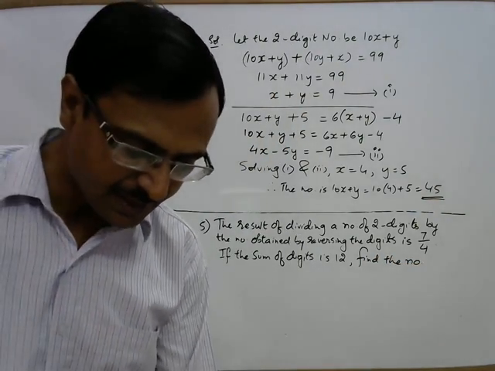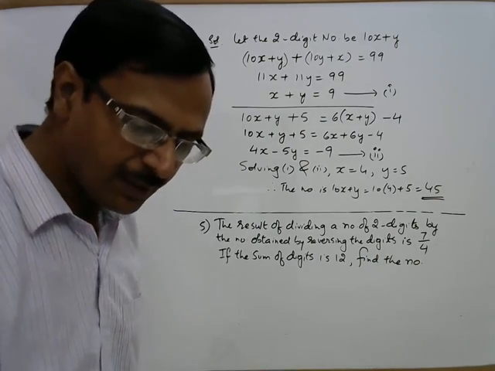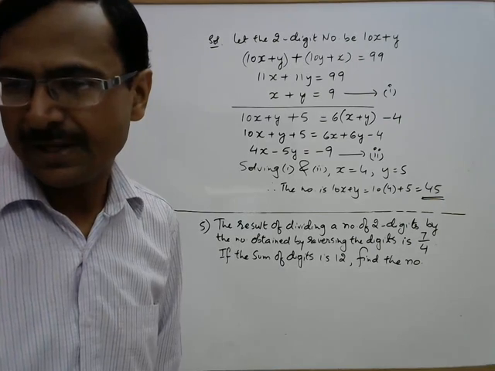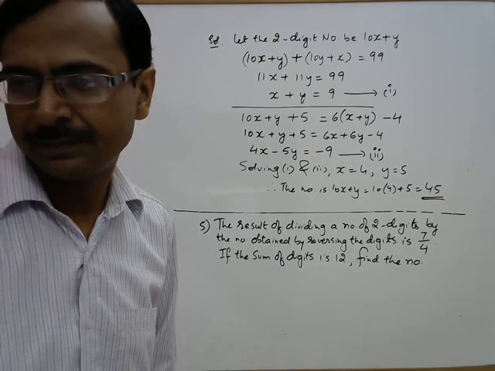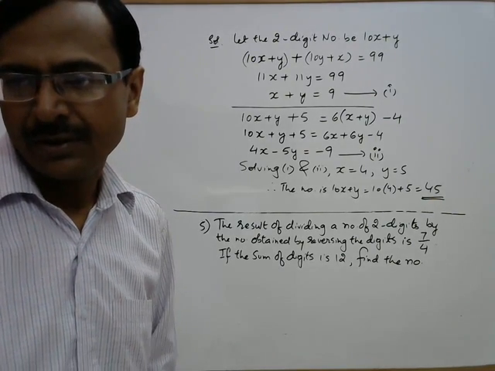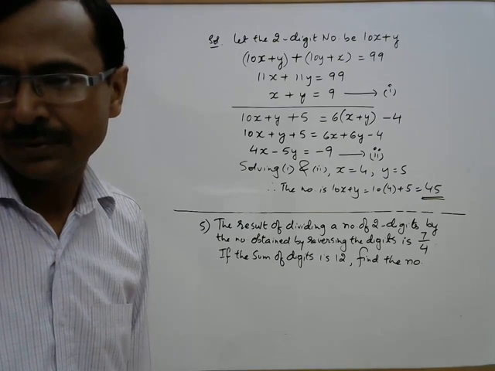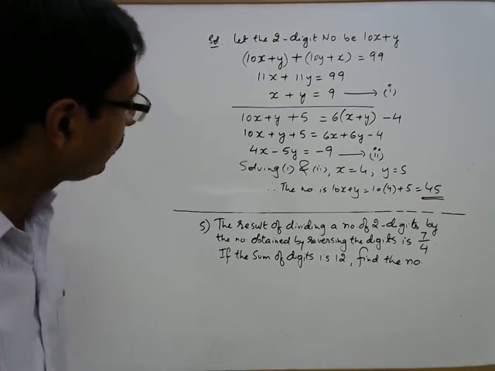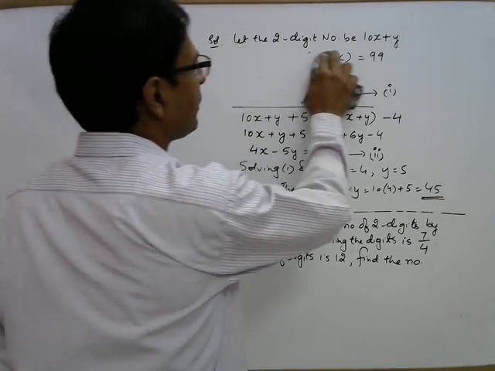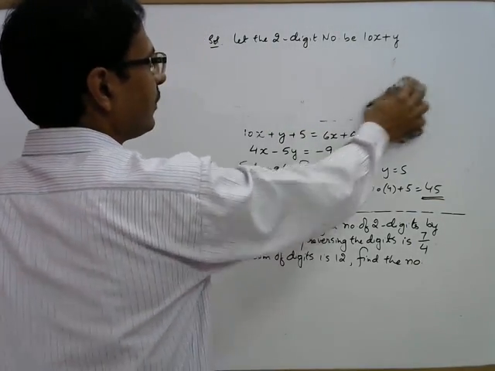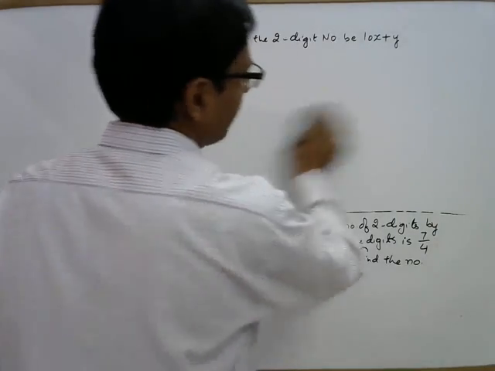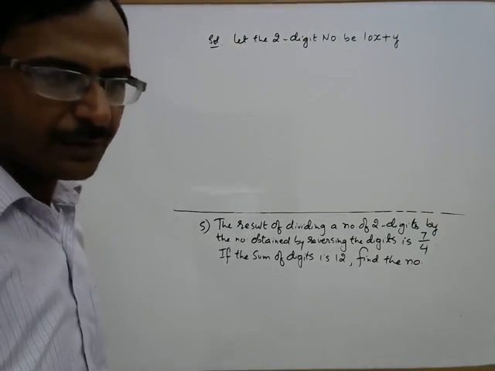It is just that the manner in which we frame the equations is differing, otherwise the concept remains the same. So let's have the answer to this question. Kindly try and solve this one now. Let the two-digit number be 10x plus y. This is a uniform step in all questions. After that, you can frame the equation.